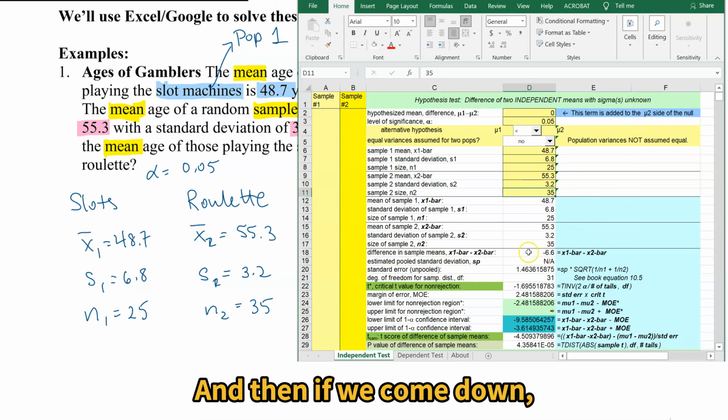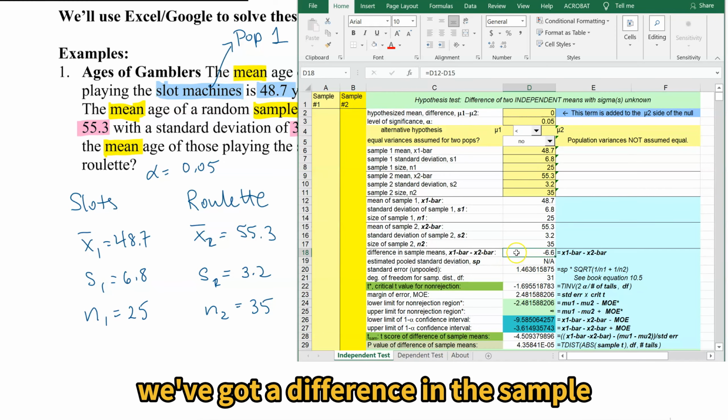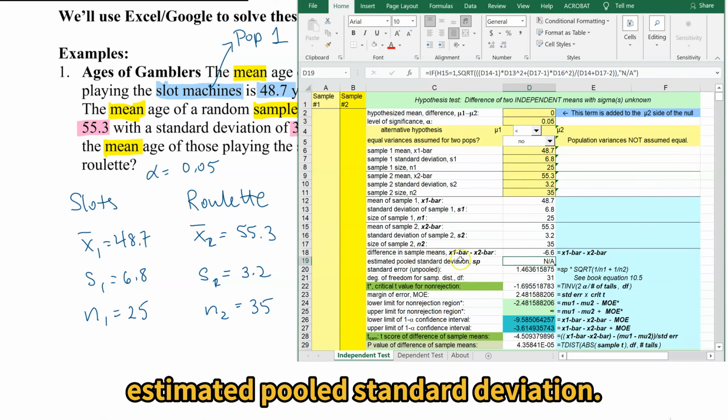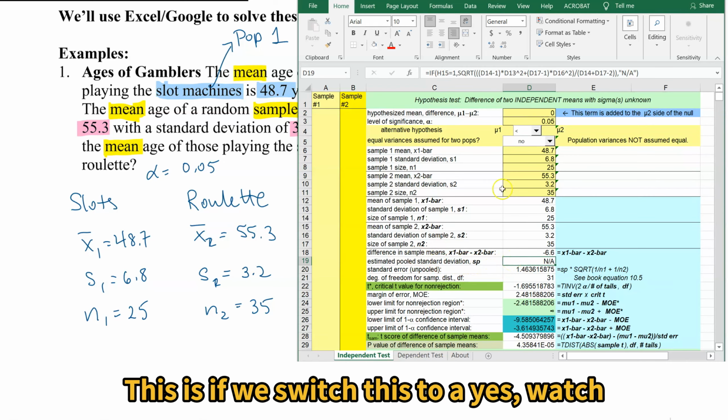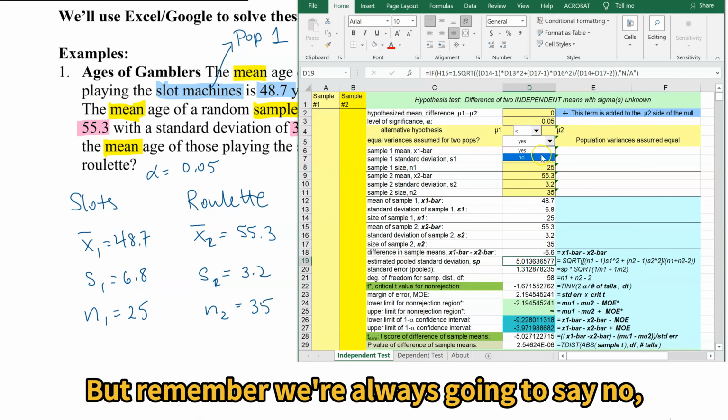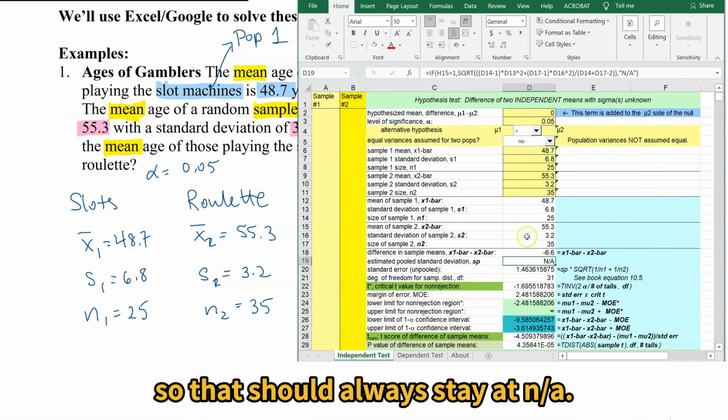And then if we come down, we've got a difference in the sample means. We don't need to worry about this estimated pooled standard deviation. This is if we switch this to a yes. Watch what happens. It changes. See, we get a value there. But remember, we're always going to say no. So that should always stay at NA.